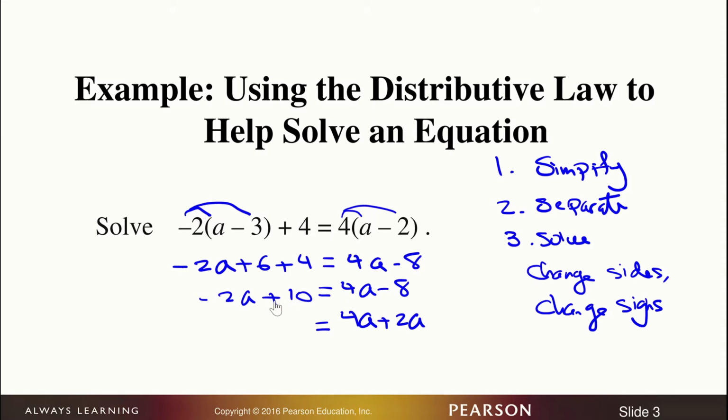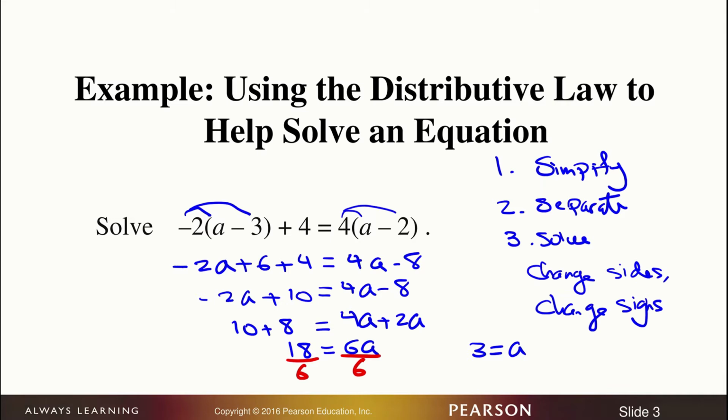The 10 here is not moving, so it's not going to change signs. But the negative 8 is moving from the right to the left, so it becomes plus 8. So now we end up with 18 equals 6a, and all we have to do now is get rid of that 6 by dividing both sides by 6. So finally, we end up with 3 equals a.